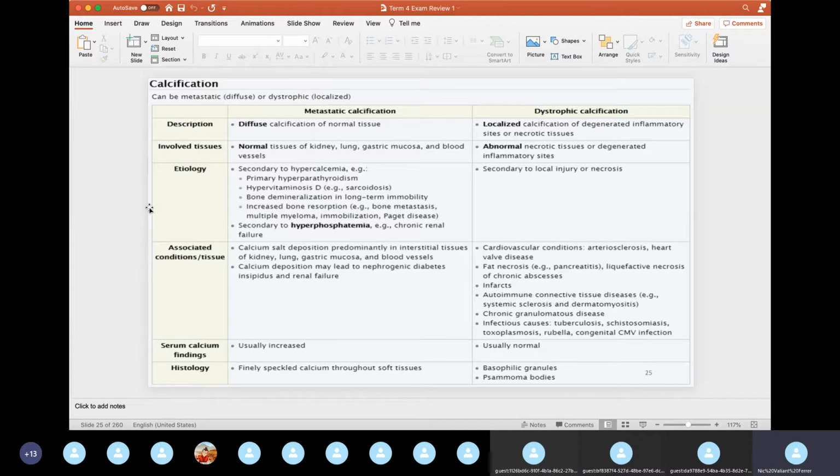So you can also have hypervitaminosis D, sarcoidosis. PTH acts on the kidney via what enzyme? How does it increase calcium in the kidney? 1-alpha hydroxylase, okay? Integrate materials. So you have increased bone resorption. We're gonna learn later about Paget disease or multiple myeloma. What happens to the serum calcium? Increased, okay? Don't forget, metastatic calcification, increased serum calcium. What can we see in histology? Some finely speckled calcium throughout your soft tissues, okay?